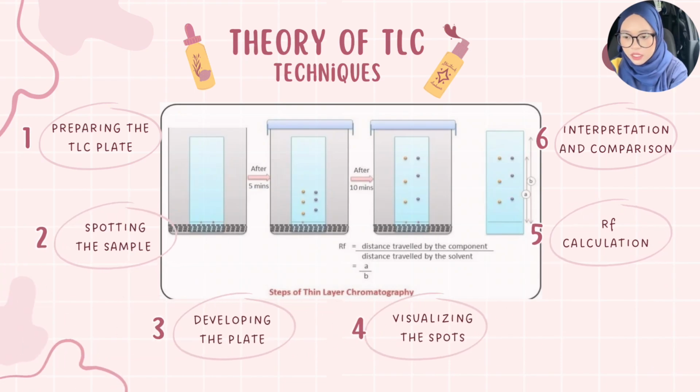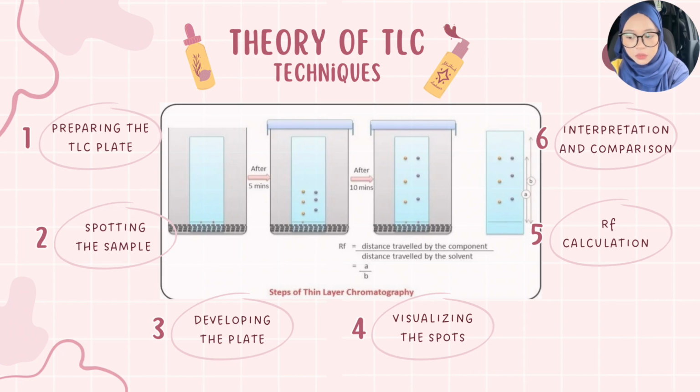Here are 6 key steps of the procedure involved in TLC. First, preparing the plate: clean and dry the TLC plate, then activate it if necessary. Second, spotting the sample: apply a small amount of the sample above the solvent level using a capillary tube. Third, developing the plate: place the plate in a developing chamber with solvent to separate components by capillary action.